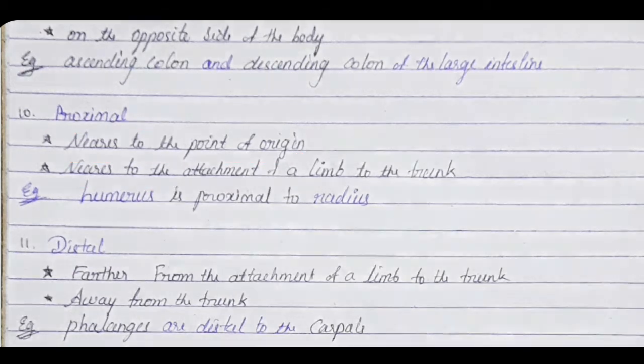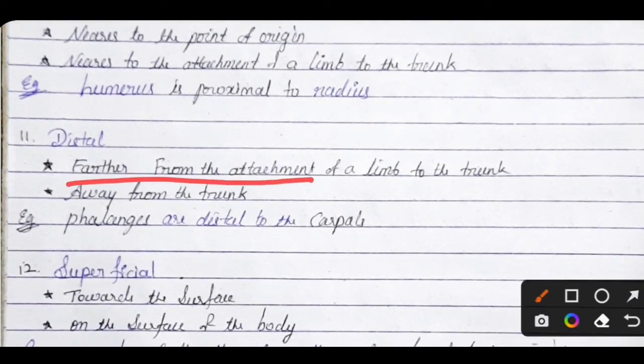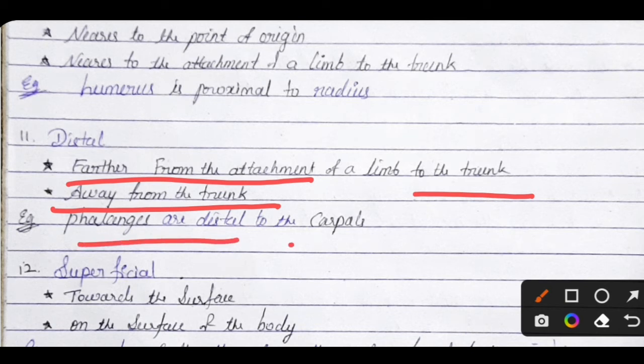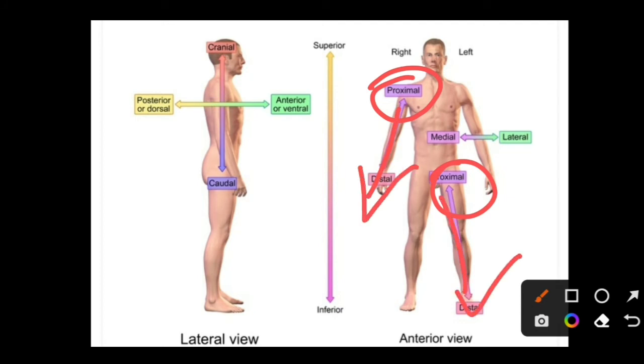Next, 11th one is distal, which means farther from the attachment of a limb to the trunk or else away from the trunk. For example, phalanges are distal to the carpals. Let's see the diagrams. This is the proximal part. This is also proximal part. This is distal part. This is also distal part. You can see here, this is lateral, that is away from the midline, and medial, that is towards the midplane.